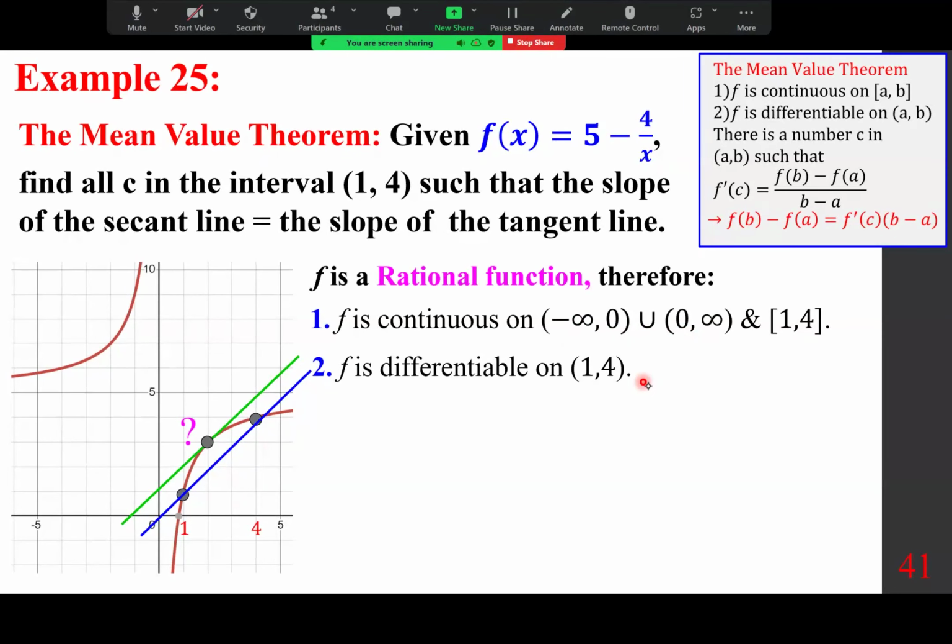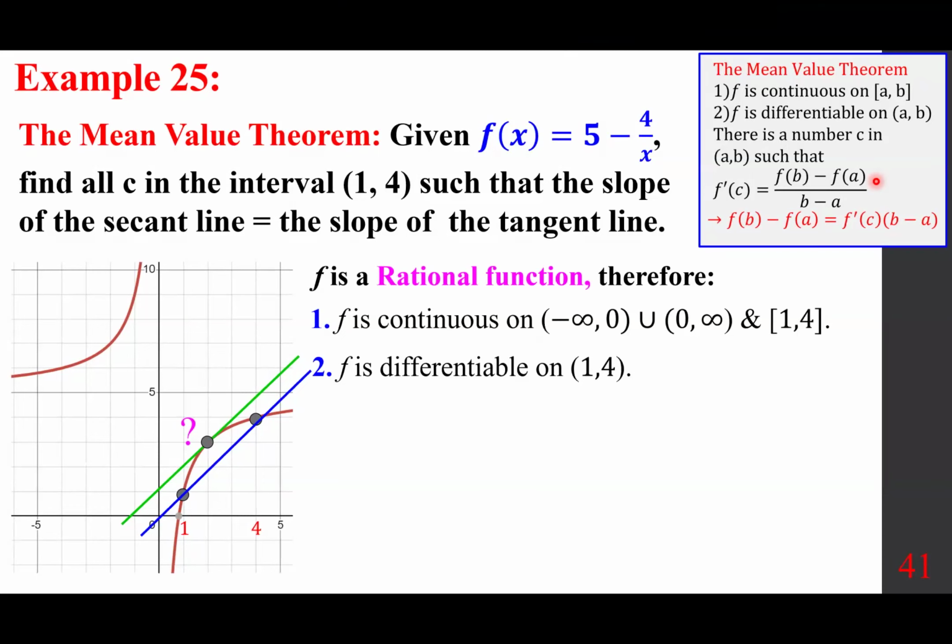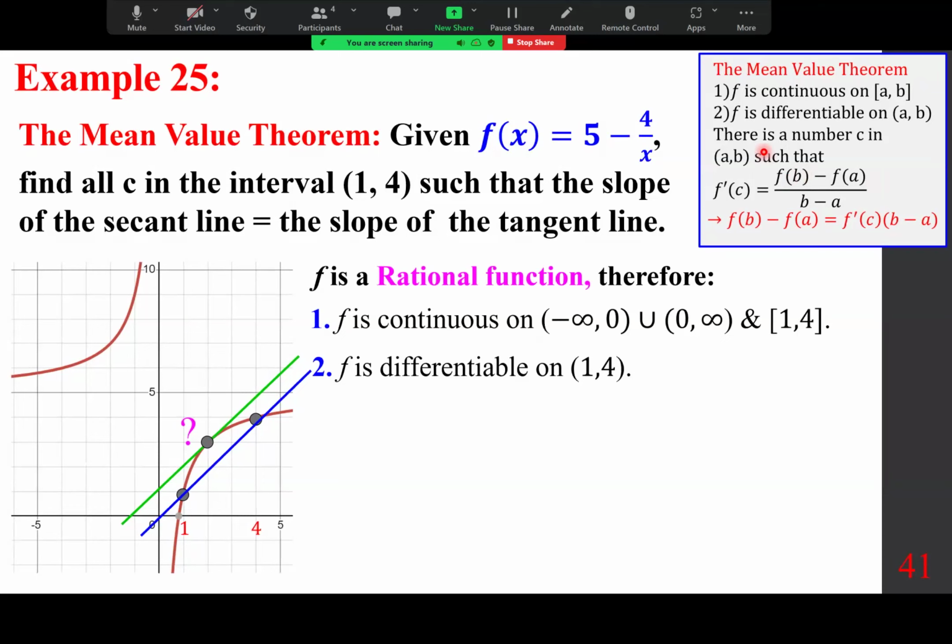So now, if that is the case, there must be some point such that f prime of c equals f of b minus f of a over b minus a. Therefore, we are going to find f prime of c with this, and then we set f prime of x equal to that to find the point. So f prime of c, according to this, is f of 4 minus f of 1 over 4 minus 1.